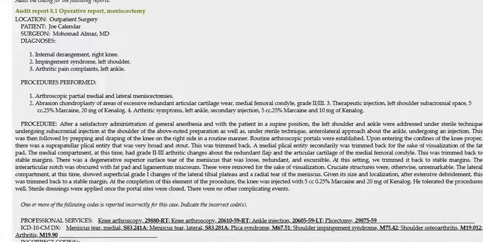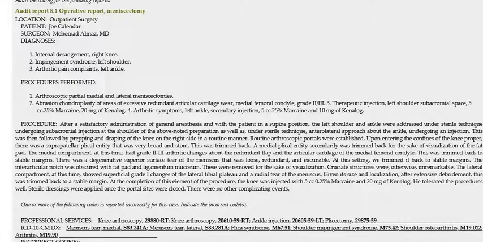The intra-articular notch was obscured with fat pad and ligamentum mucosum. These were removed for the sake of visualization. Cruciate structures were otherwise unremarkable. The lateral compartment at this time showed superficial grade 1 changes of the lateral tibial plateau and a radial tear of the meniscus. Given its size and location, after extensive debridement, this was trimmed back to stable margin. At the completion of this element of the procedure, the knee was injected with 5 cc's of 0.25% Marcaine and 20 milligrams of Kenalog. He tolerated the procedures well. Sterile dressings were applied once the portal sites were closed. There were no complicating events.